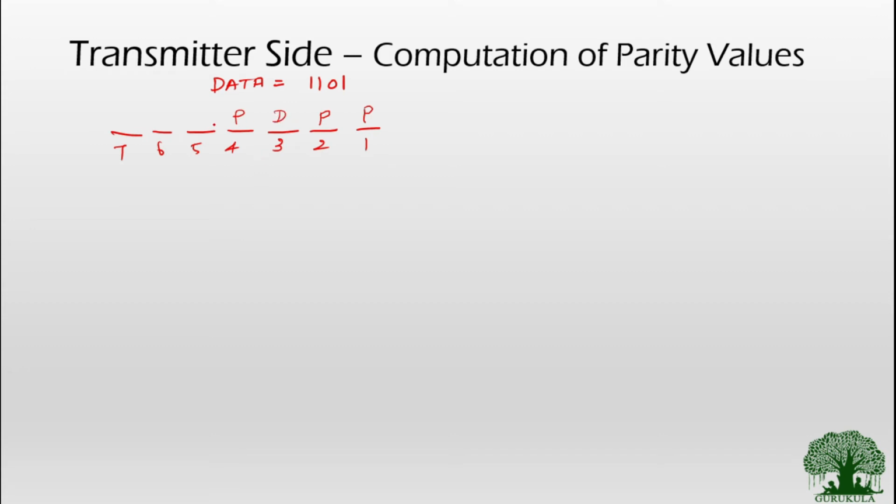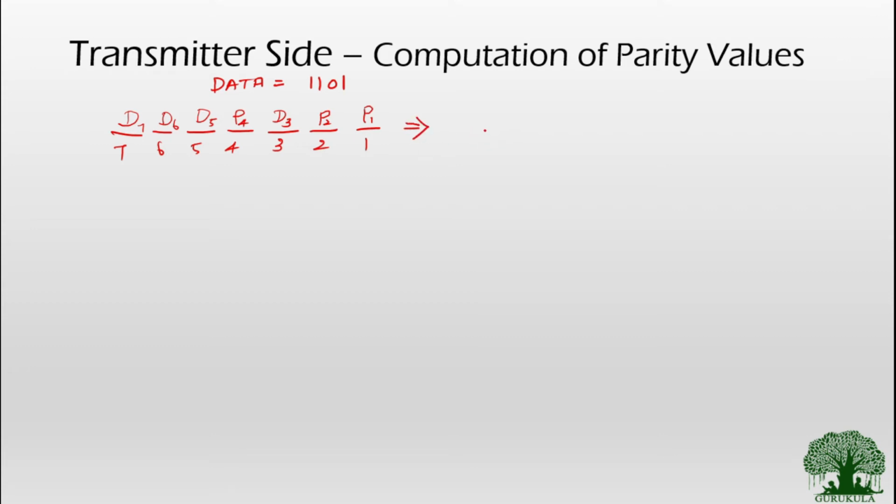And in the remaining places I can put my data bits like this. In order to differentiate, I will give a number and represent this as P1, P2, D3, P4, D5, D6 and D7. So now it will be very clear for us. Now I will have to put my data bits in these particular positions.